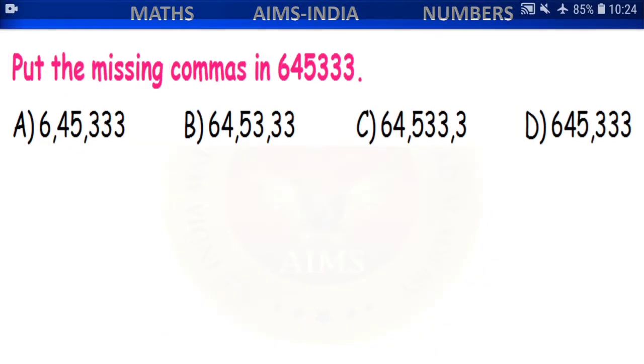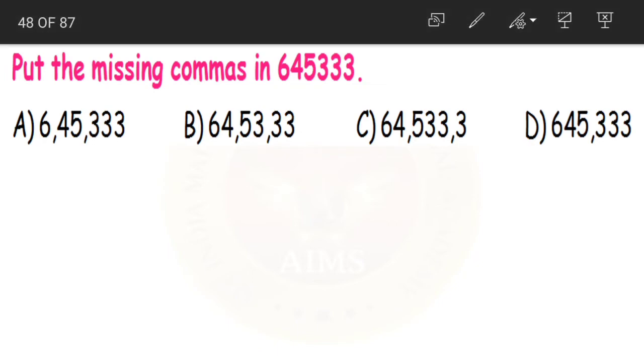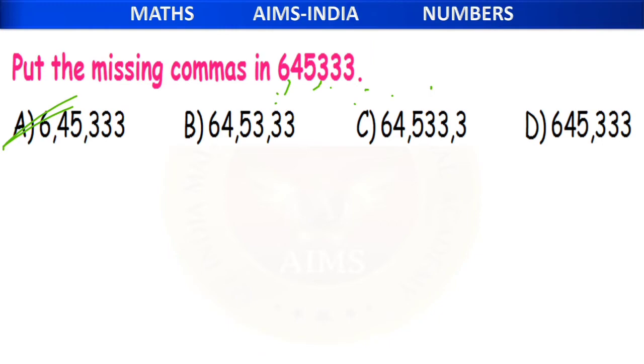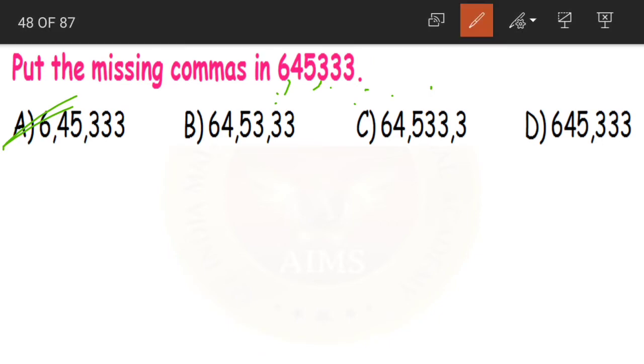Okay, children. Next. Put the missing commas. How to give the commas? We know, right? First after 3 digits and then after 2 digits. So this will be our number with the correct commas. That is option A. 6,45,333. Or it can be option D as well.